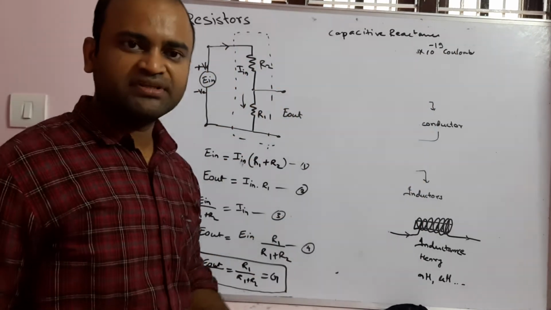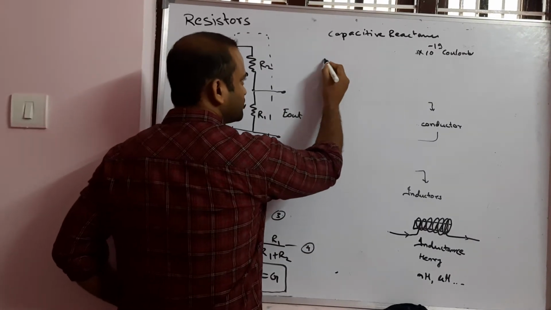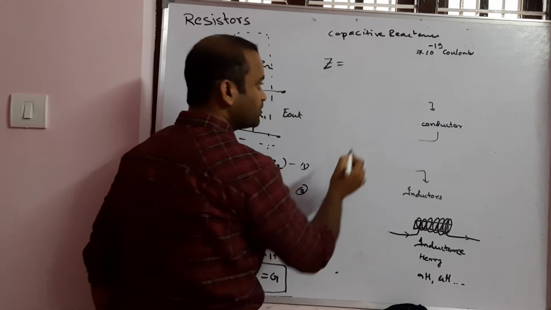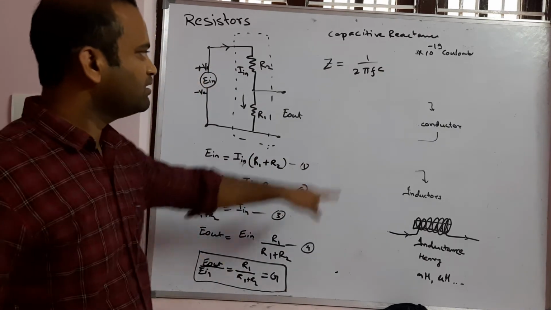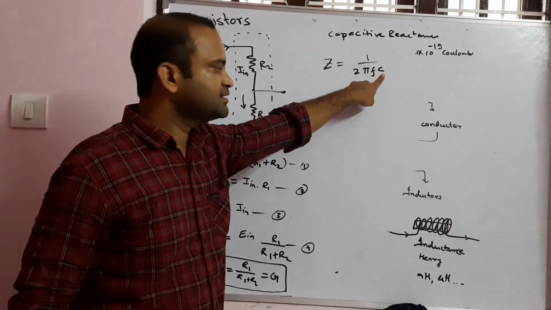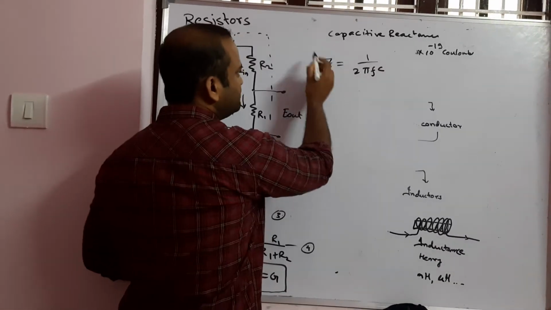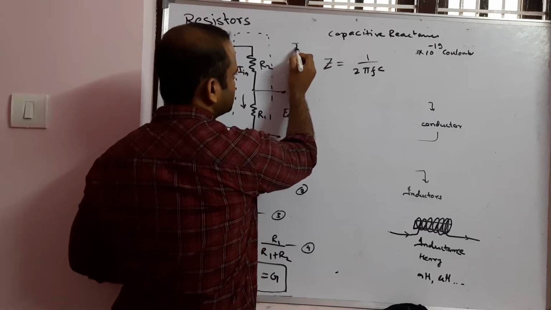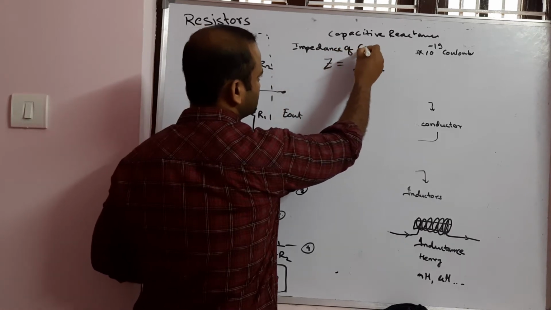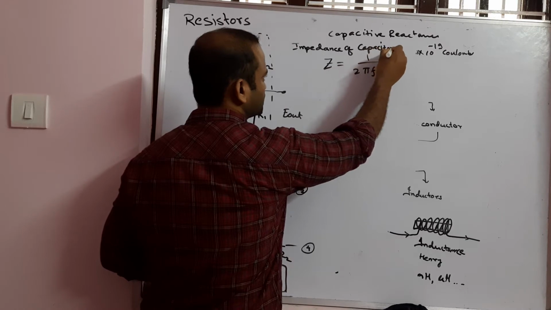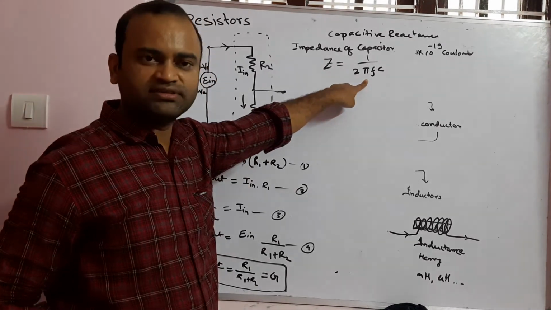Now we will discuss this capacitive reactance property, which is impedance. Z is equal to 1 by 2 pi F C, where F is the frequency, C is the capacitance. Now you can see from this equation, Z is the impedance of a capacitor, and F is the frequency of the input signal when provided across the capacitor.